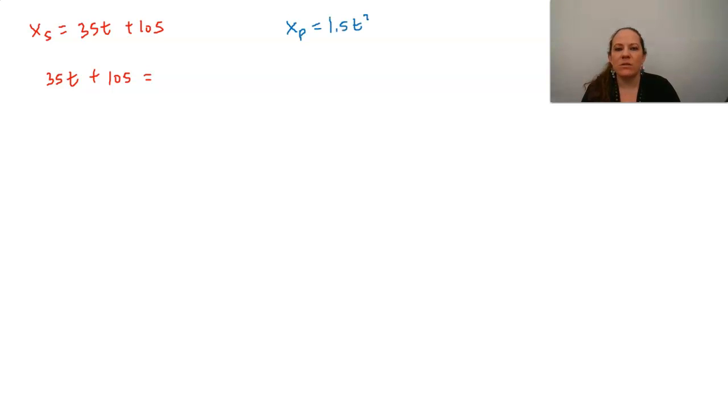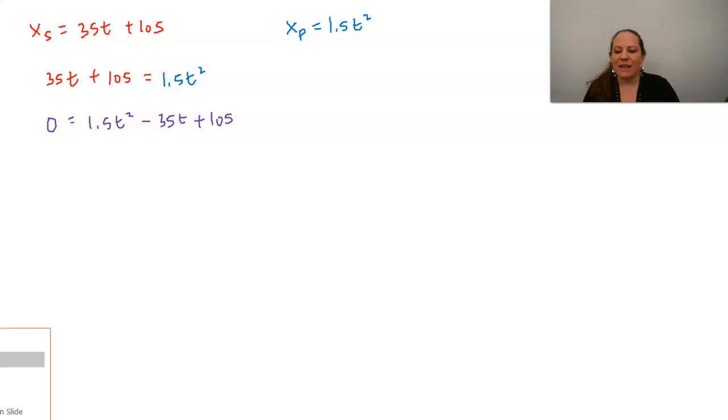So away we go. We have our speeder's relationship. This time it was that 35t plus 105. And we're going to set that equal to our patrolman's relationship, which this time was just 1.5 t squared. So yeah, we can't get away from the quadratic relationship. So we'll get 1.5 t squared minus 35t minus 105.